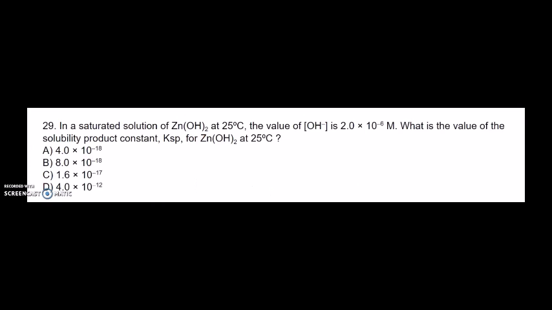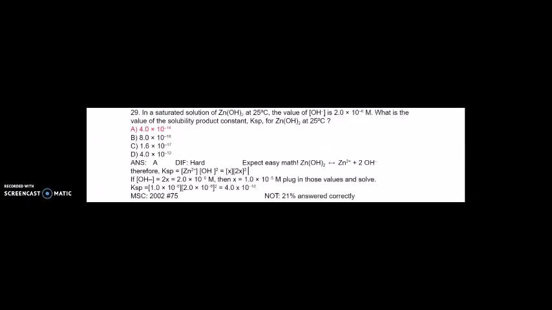So number 29, in a saturated solution of zinc 2 hydroxide at 25 degrees Celsius, the value of the hydroxide ion is 2.0 to the power of -6 molarity. It's asking for what is the value of the solubility product constant, KSP, at 25 degrees Celsius. So you're going to need to pause the video, set up some math, do some mental math, come back for the correct answer. So 29, the correct answer is A.